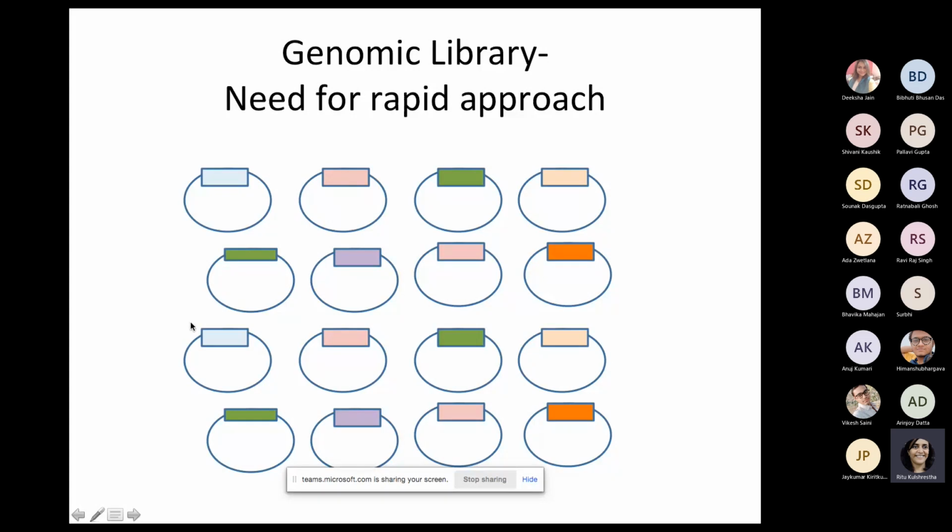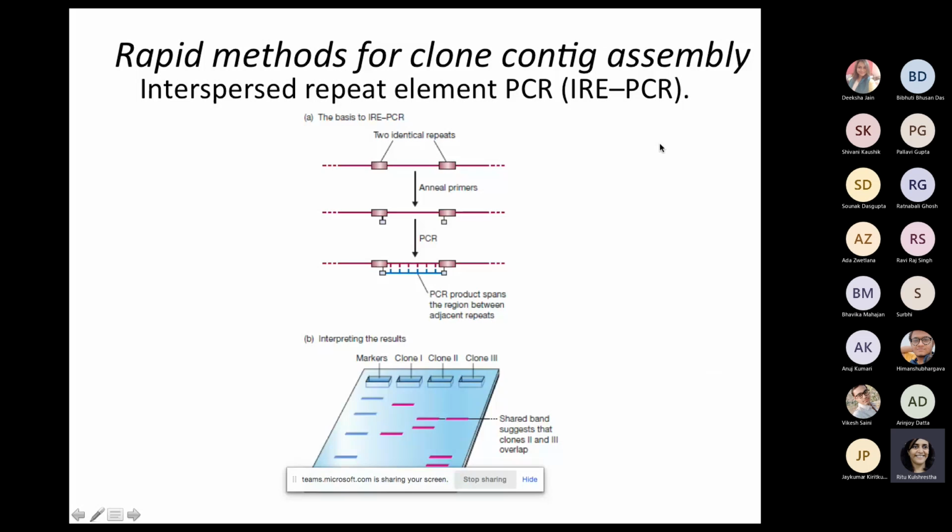It means that if I do PCR using primers which are specific for that repeat, then I will get a 5 kb fragment here and also here. That approach is called interspersed repeat element PCR. So these are the two identical repeats, and you generate primers against them.